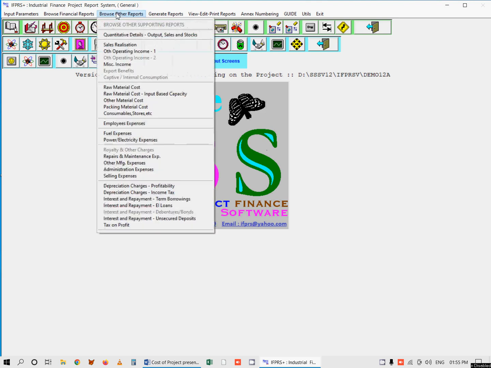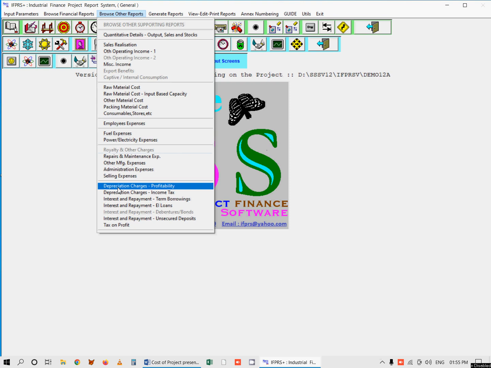Supporting reports. These are all supporting reports. Quantitative detailing of each of the product and its workings. All reports on sales realization and income elements. All reports on material cost and expenses. All reports on utilities and overheads.